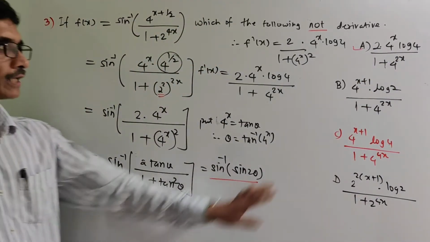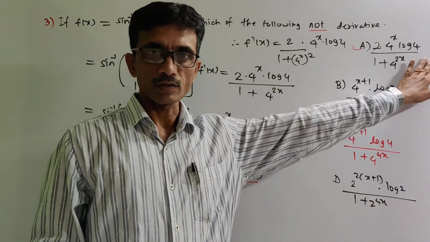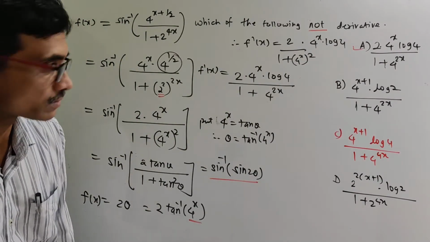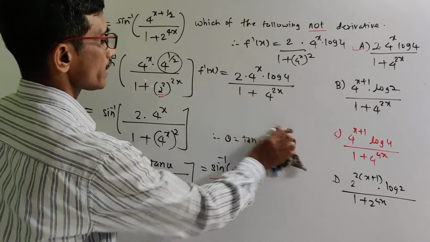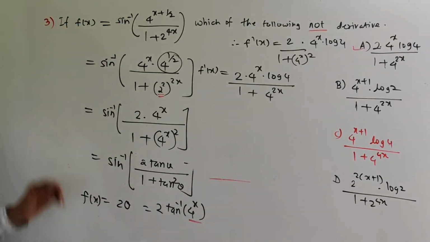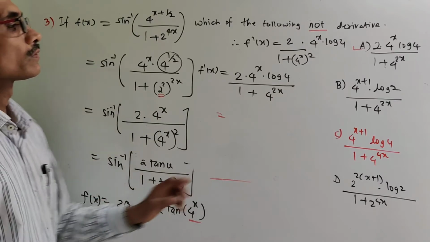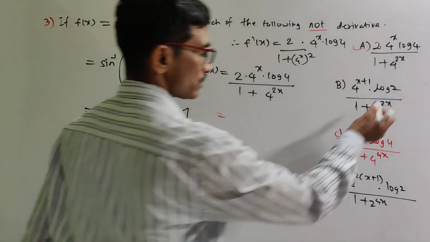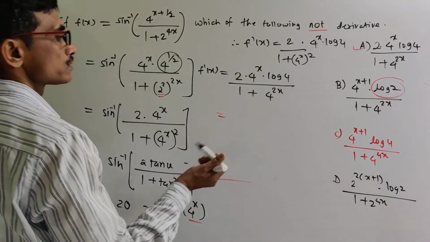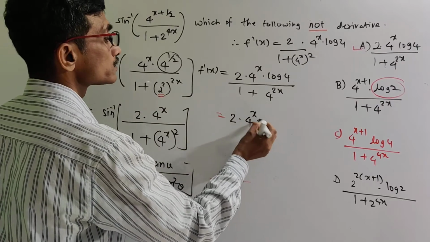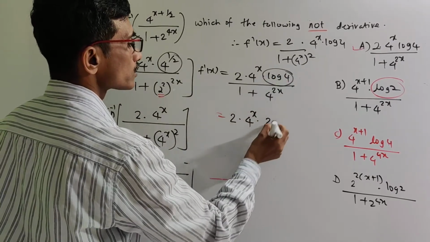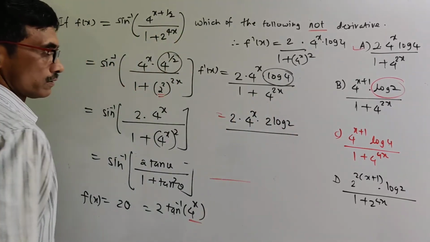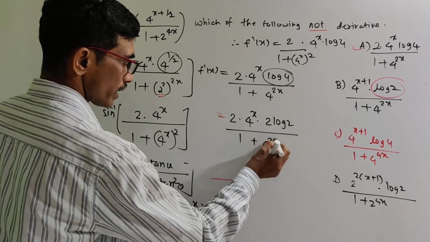Again, that means this option is a derivative, but we want to find which is not a derivative. Then we can simplify the same answer. It is equal to 4 raised to power x plus 1. Can we write it as 4 raised to power x plus 1 and log 2? So this is 2 times 4 raised to power x, and log 4 we write as 2 log 2, with the denominator 1 plus 4 raised to power 2x as it is.